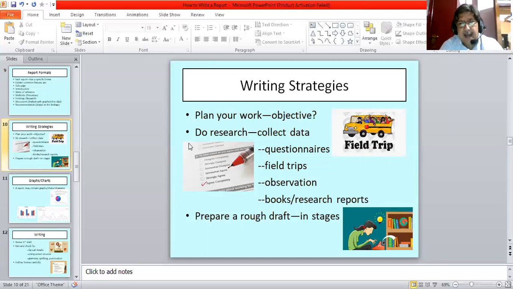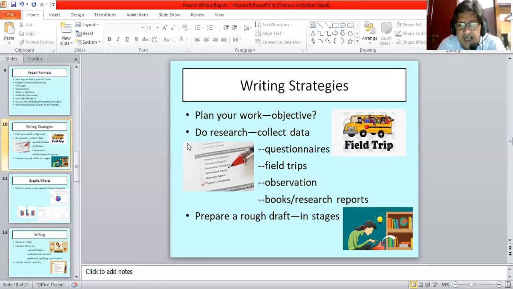Also, there can be field trips like actual visits. So if I'm going to find out the species of migratory birds which have visited this bird sanctuary, so I will have to actually visit that sanctuary and go into it and see which birds are there. I will have to take photographs. Also, observation. Yes, this is a very important tool. So I have to observe, I have to take notes. Also, I have to consult other books or research reports.